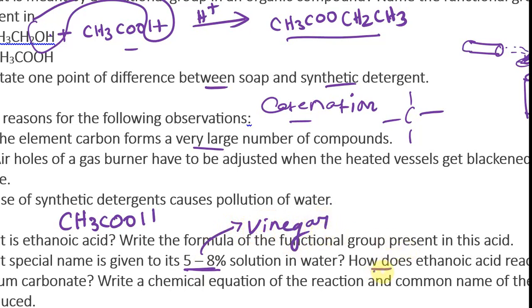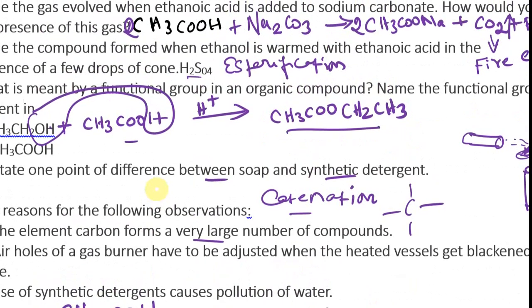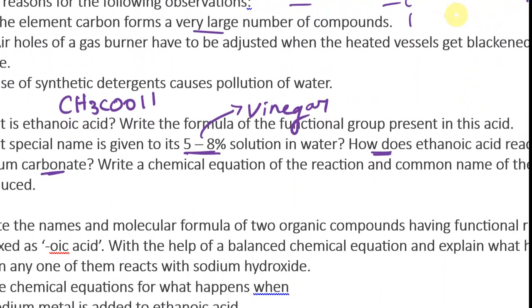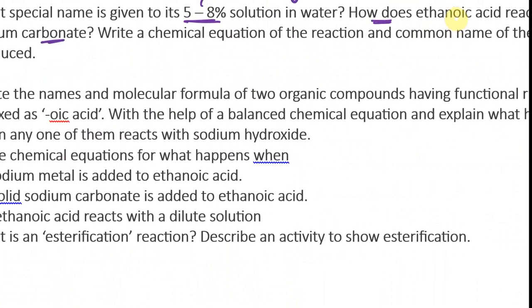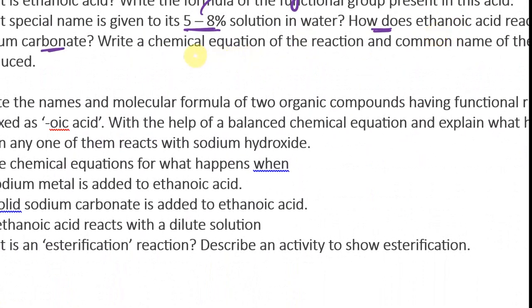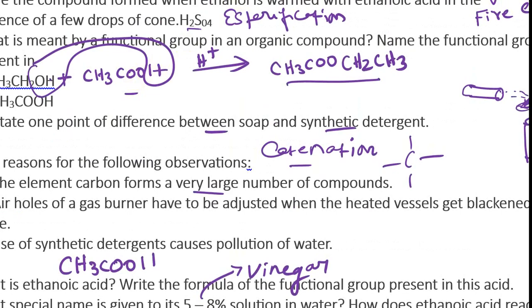How does ethanoic acid react with sodium carbonate? This is what we had seen here, right? The same equation. Ethanoic acid reacts with sodium carbonate. Write a chemical equation of the reaction and name the common salt produced. Ethanoic acid reacts with sodium carbonate. So this is the salt produced, CH3COONa, right? And this is the equation. You can pause and check it over.